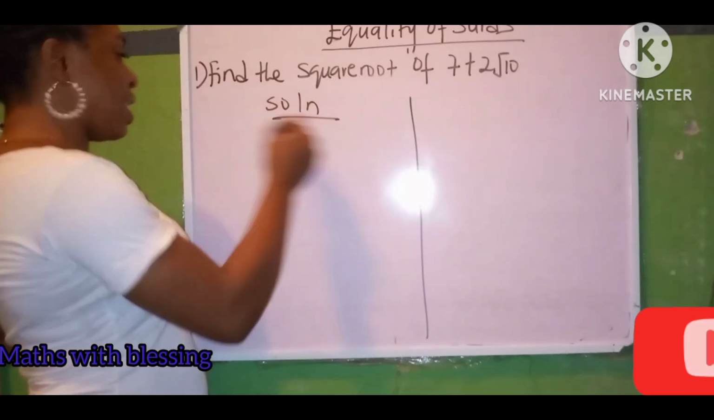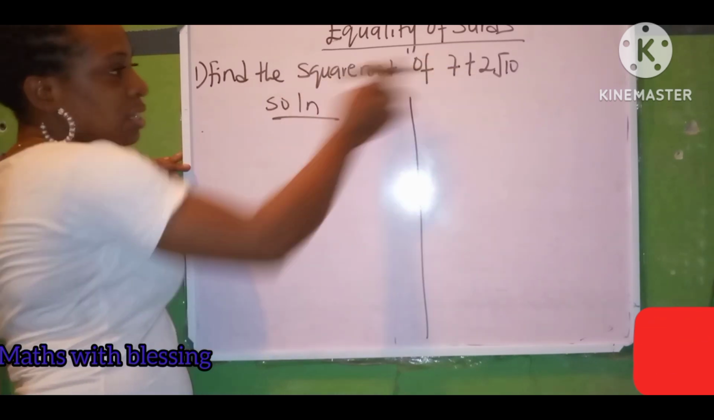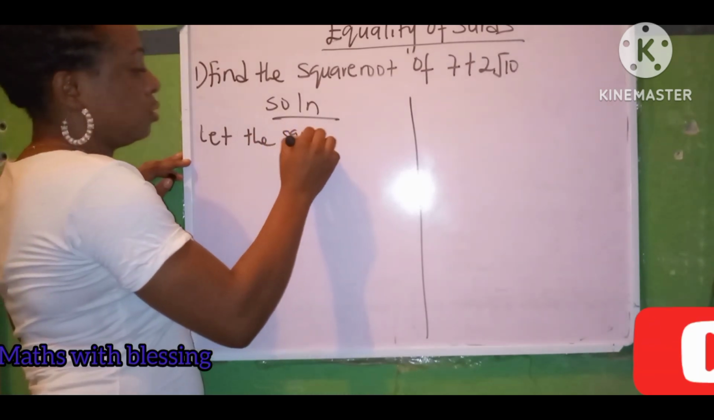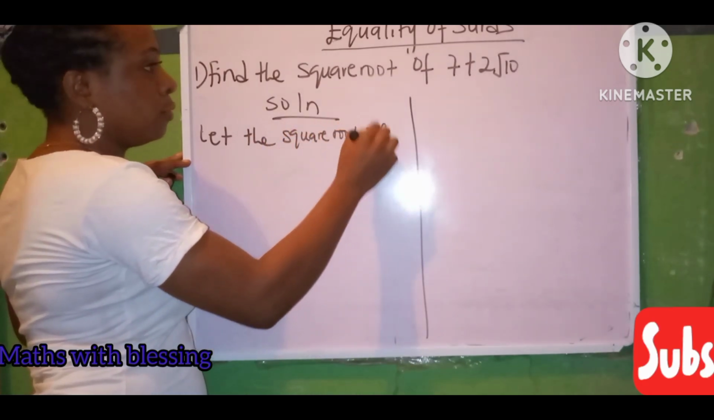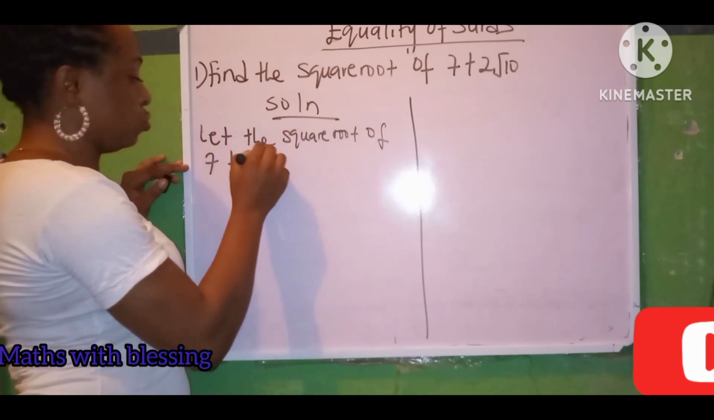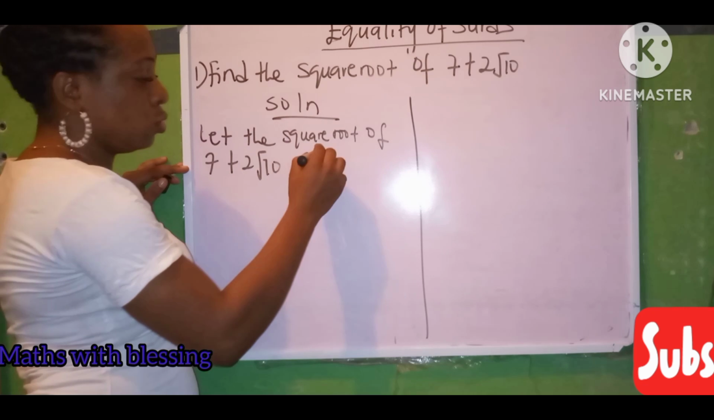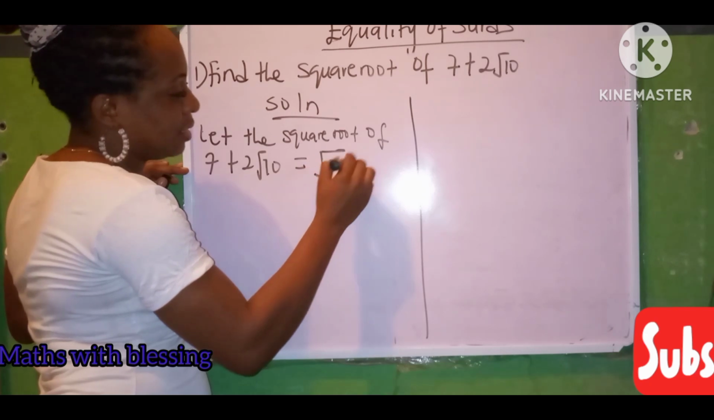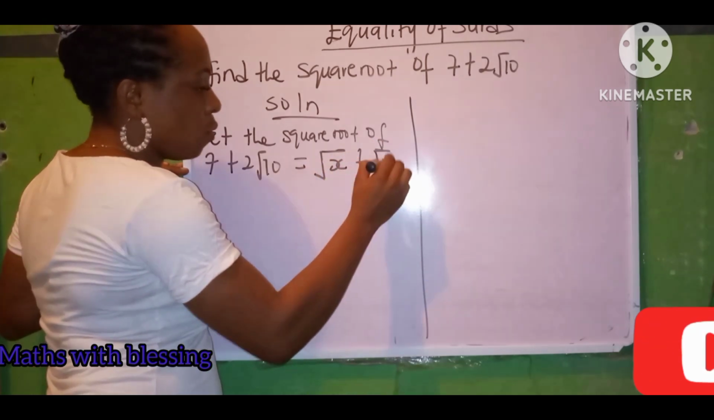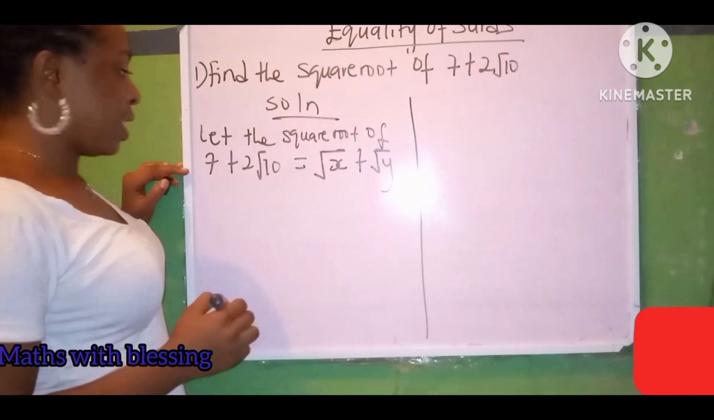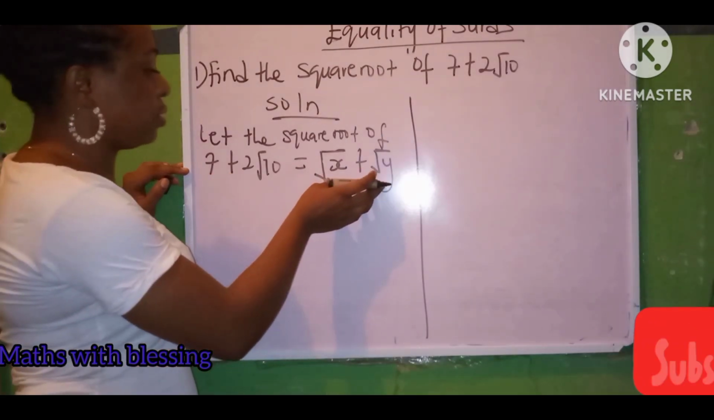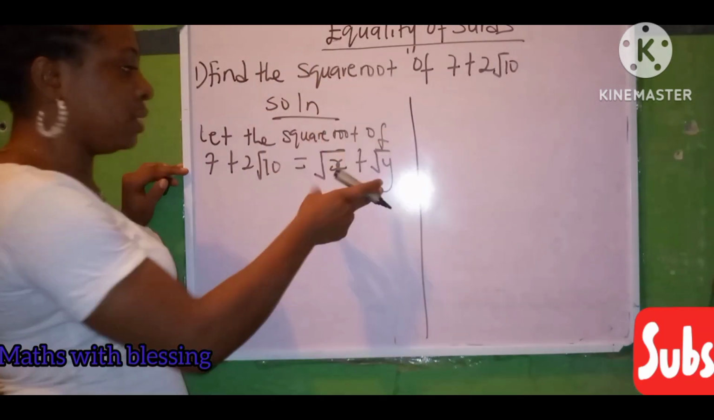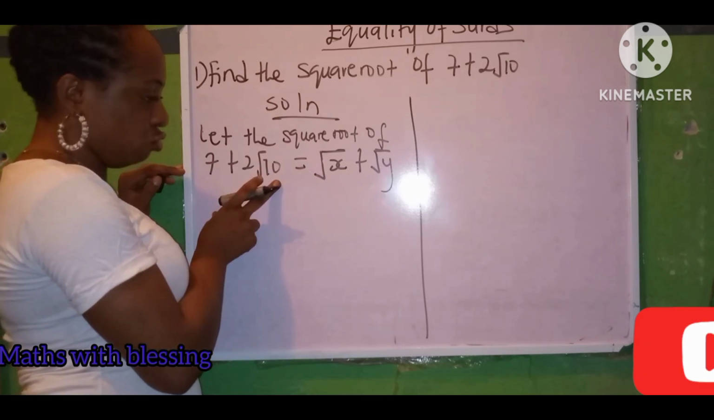Solution: if I am to get the square root of this, let the square root of 7 plus 2 root 10 be equal to root x plus root y. So here, what are you going to do? That means the square root of this thing is this. You've not solved it. You're just saying, let it be this. What am I going to do now?